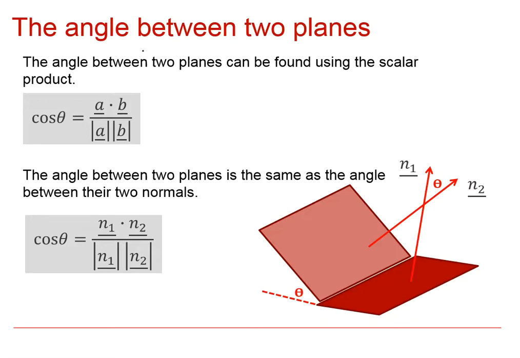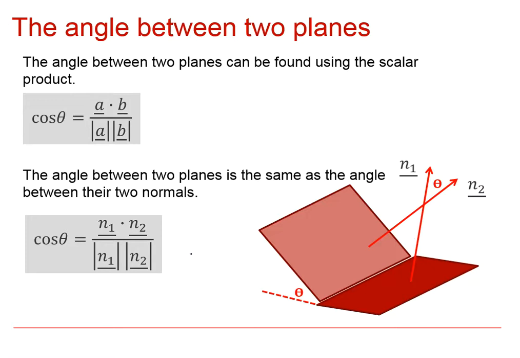So we can see here, cos theta is A dot B over the magnitude of A times the magnitude of B. So if we're trying to find the angle between two planes, it's actually the same. Here's the angle between the two planes as the angle between the two normal vectors to those planes.